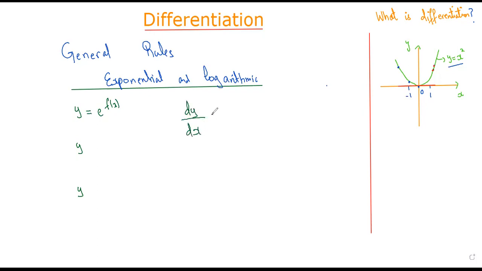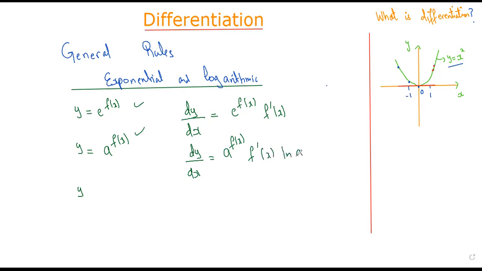The derivative is e to the power f of x into f dash of x. Okay, this is how we do it. Then let's say we have a to the power f of x. The rule is the same, so it would be f dash of x into natural log of a, multiplied by a to the power f of x.